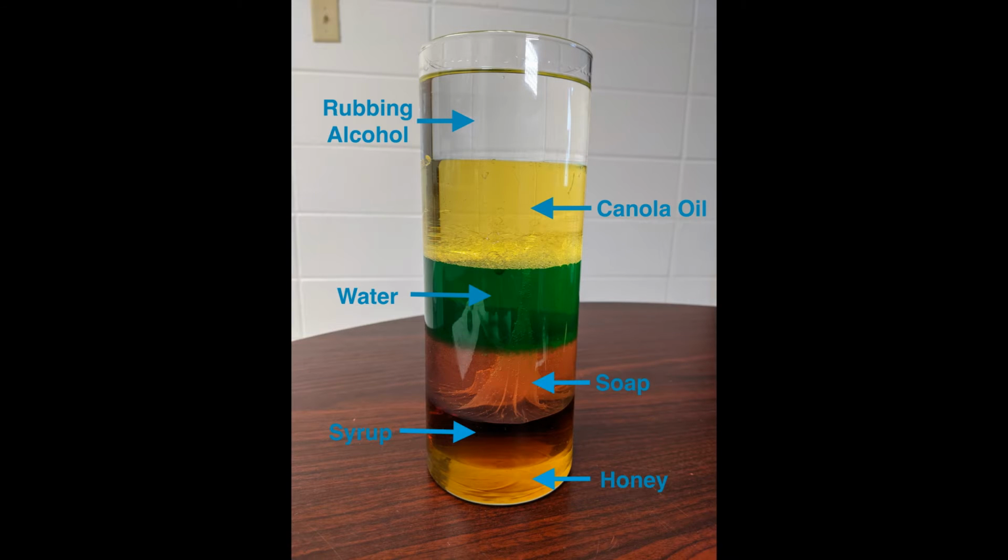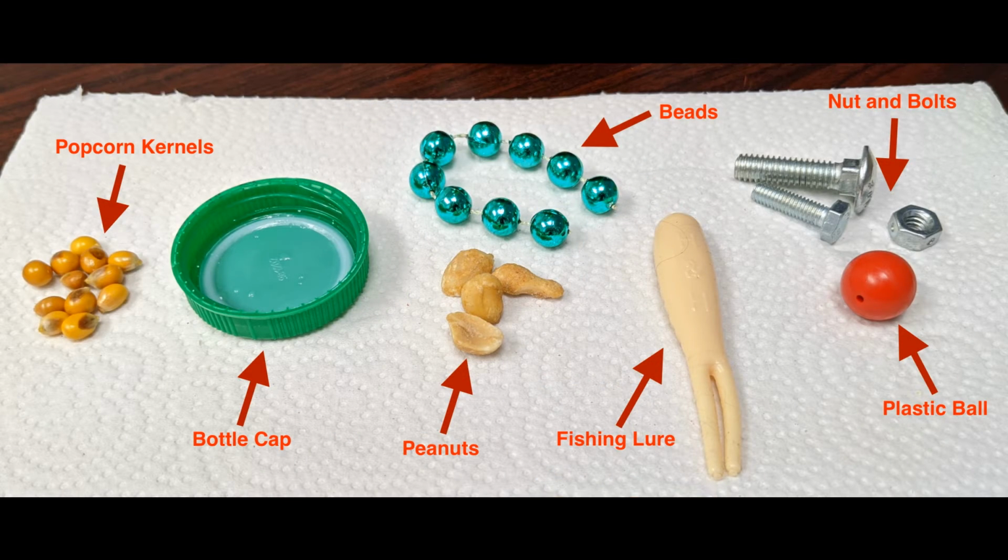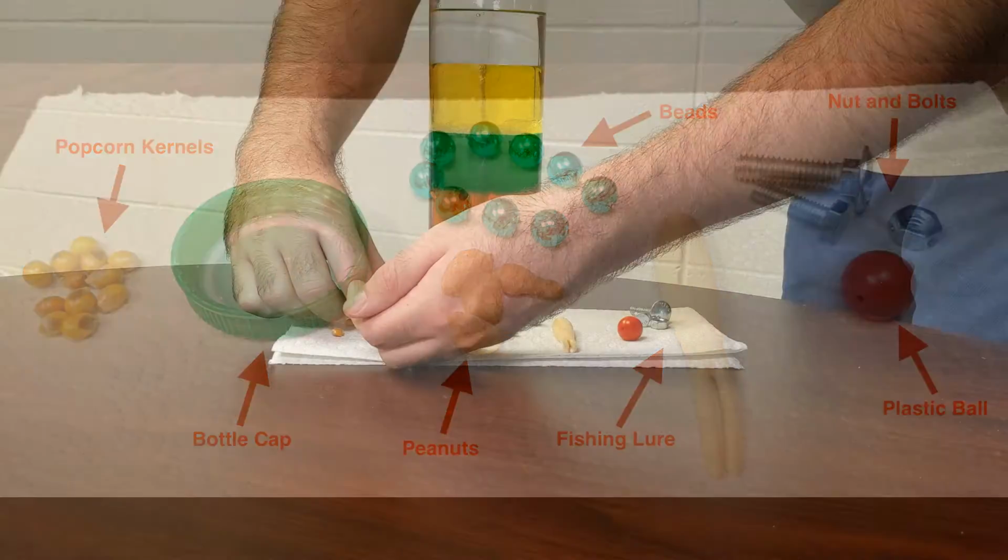The liquids that we will be using in the first part of the experiment, from most to least dense, are honey, syrup, dish soap, water with green dye, canola oil, and rubbing alcohol. The objects that we will be releasing into these liquids are popcorn kernels, a bottle cap, peanuts, beads, fishing lure, nut and bolts, and a plastic ball.